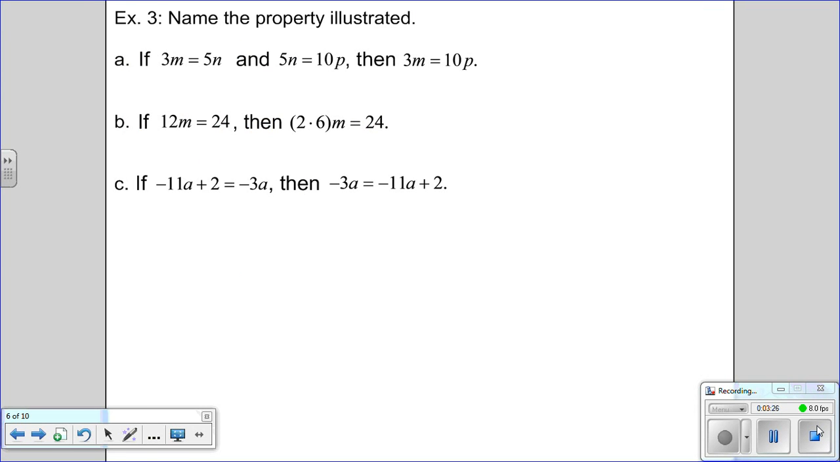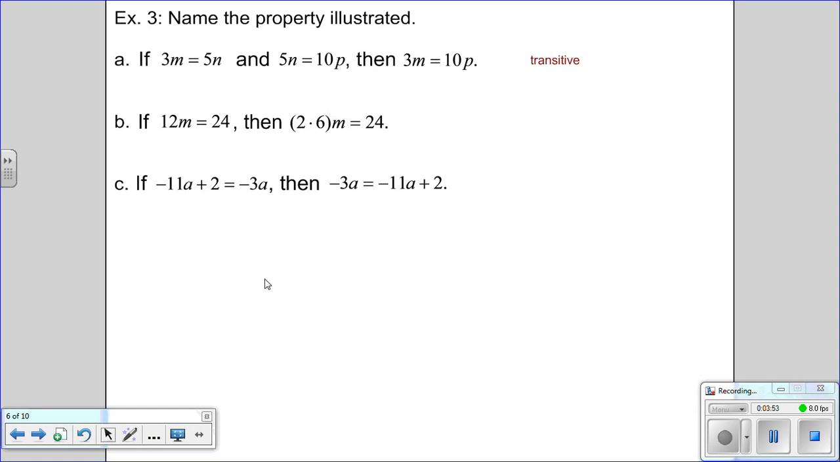Okay, so we need to name the properties illustrated in these sentences. Letter A, if 3m equals 5n and 5n equals 10p, then 3m must equal 10p. Well, that's showing the transitive property. You can see it here. Both of them are equal to 5n, so that means 3m must equal 10p. That's the transitive property.